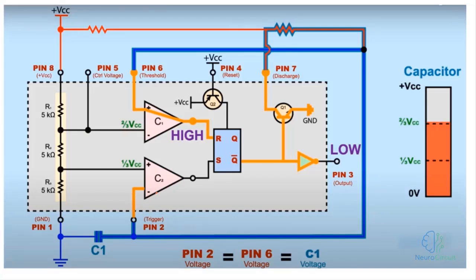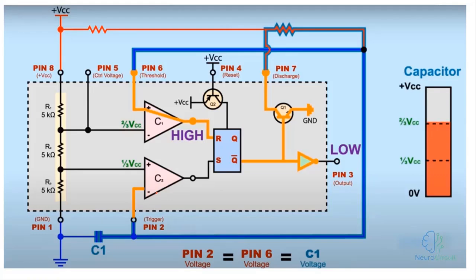When it drops to 1/3, it goes into the low state, and when it increases again, since it's also connected to pin 6, when it reaches 2/3 of that value, comparator 1 goes into the high state. This causes, because it's connected to the reset button of the flip-flop, our flip-flop here to be reset, and the output of the 555 IC, or our output pin 3, goes into the low state.